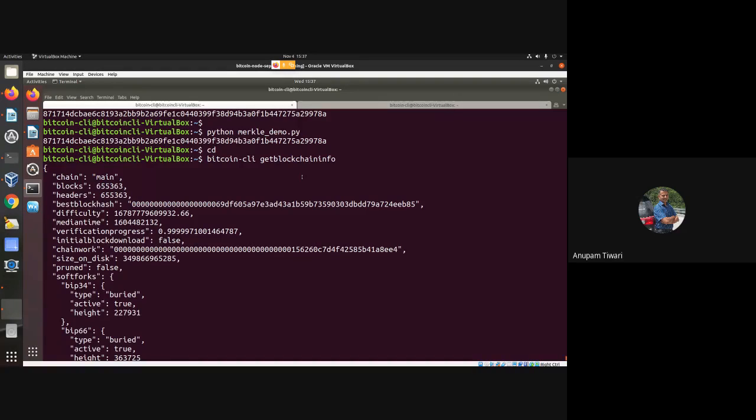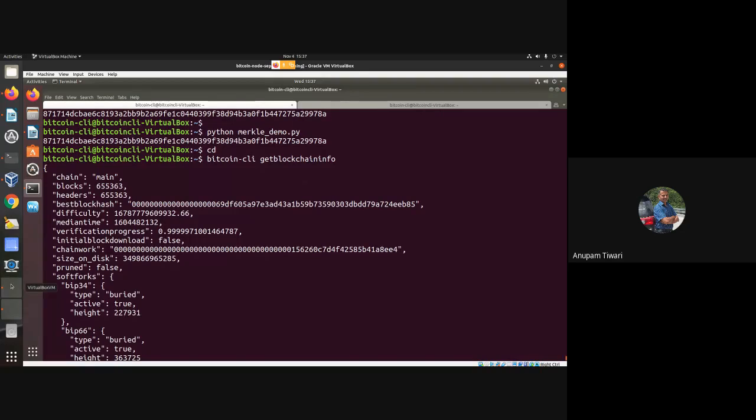Now when I say this is a live blockchain, when I say that I have downloaded the complete Bitcoin blockchain and this is live, getting updated in real time. So from this command, bitcoin-cli getblockchaininfo, I get these parameters from the live blockchain. Now it says 655363. So I'll just write it down, 655363. Now this is the block.